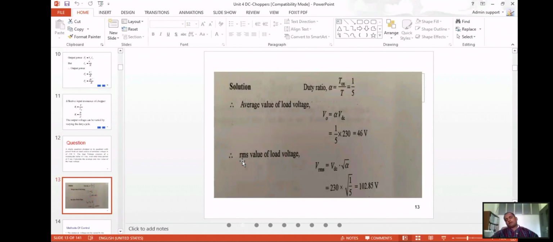I hope this is just an application of formula. Alpha is equal to T1 divided by T, and the average value of the load voltage is 46 volt, and the RMS value of the load voltage is 102.85. So just application of formula. If you know the formula, you'll get the answer. So please solve similar types of problems from the textbooks. There are so many problems in the textbooks, so please do it yourself.